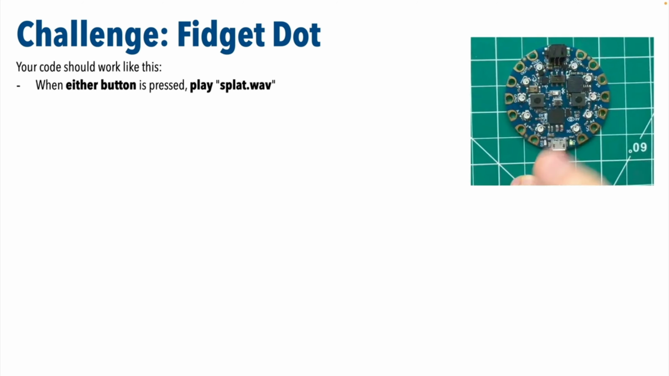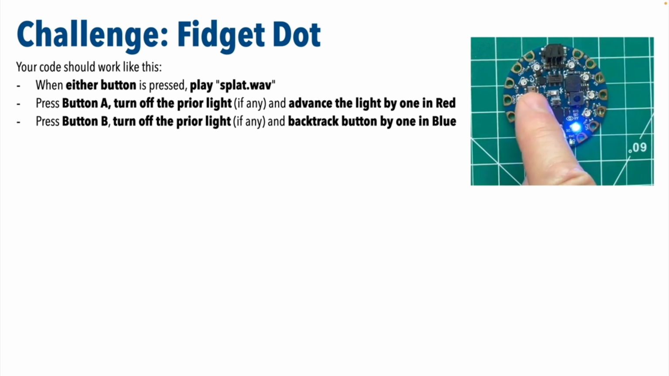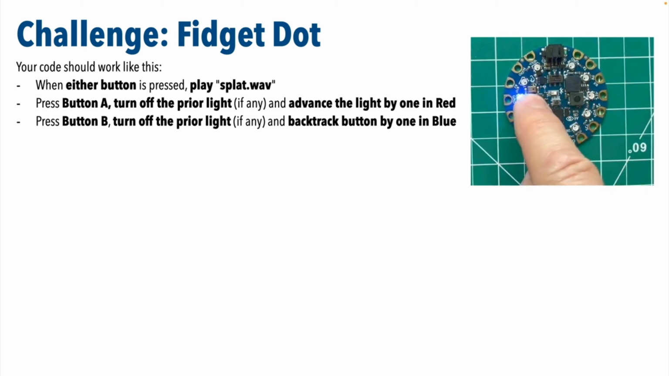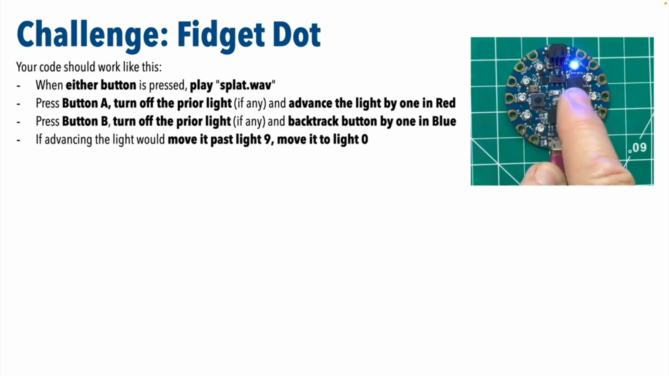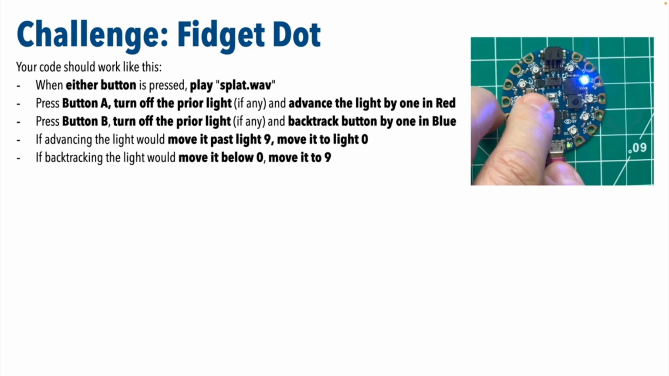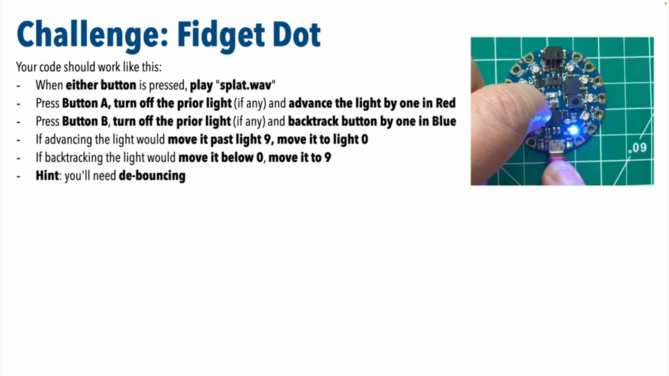Now I said if any because when the program first starts, no lights are lit up. That might be one of the harder things for you to do, and if that trips you up, try to get everything else and you can just start at 0. You see how we're moving backwards and forwards, red and blue, depending on which button is pressed? If the advancing light moves past light 9, then move it to light 0. If backtracking moves below 0, move it to 9. So the idea is the light would spin all around your circuit playground. Hint, you're going to need to use debouncing.